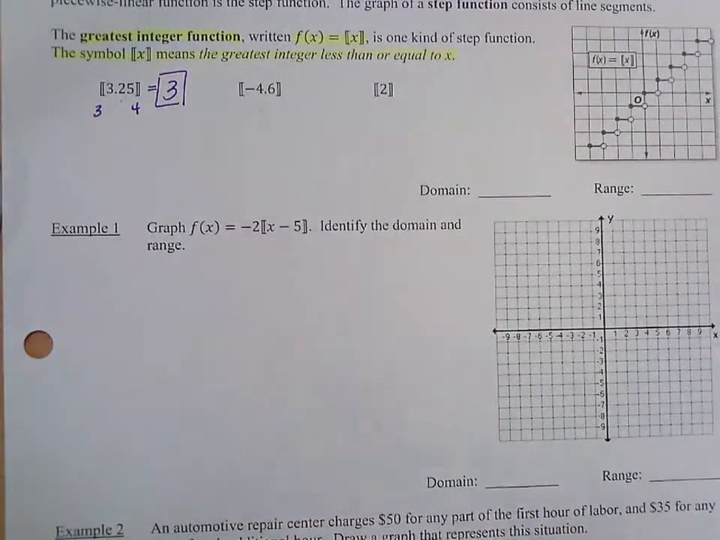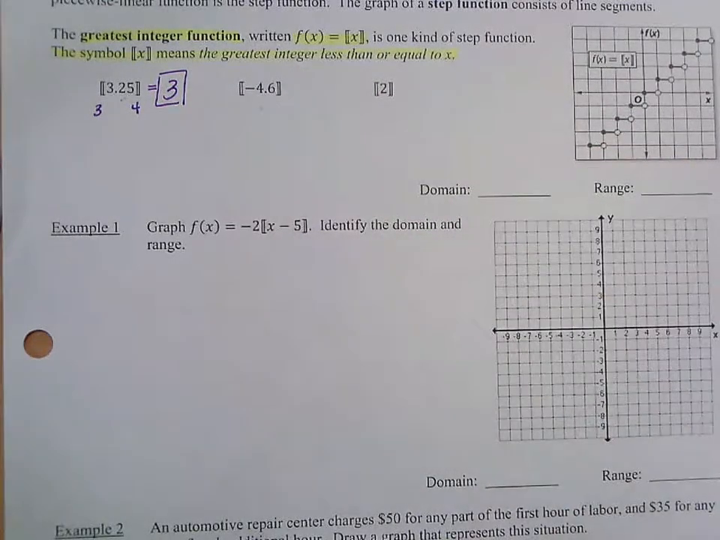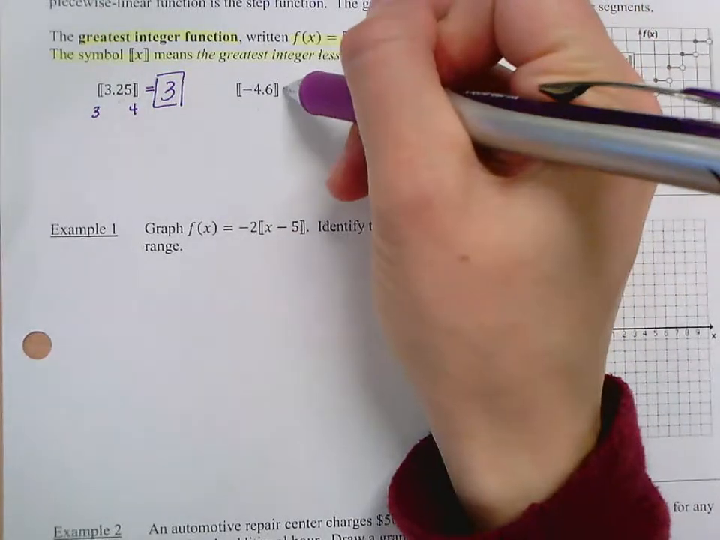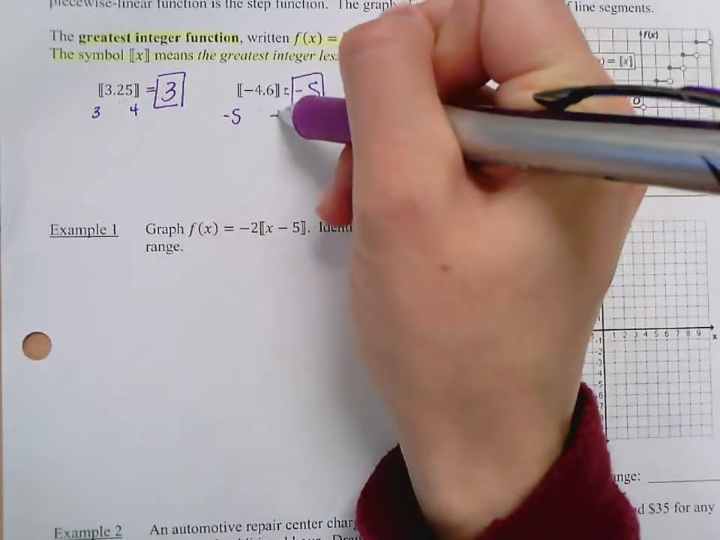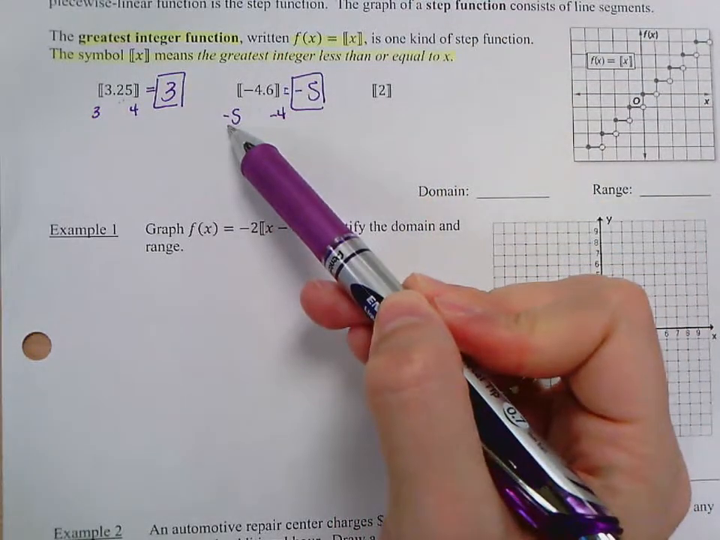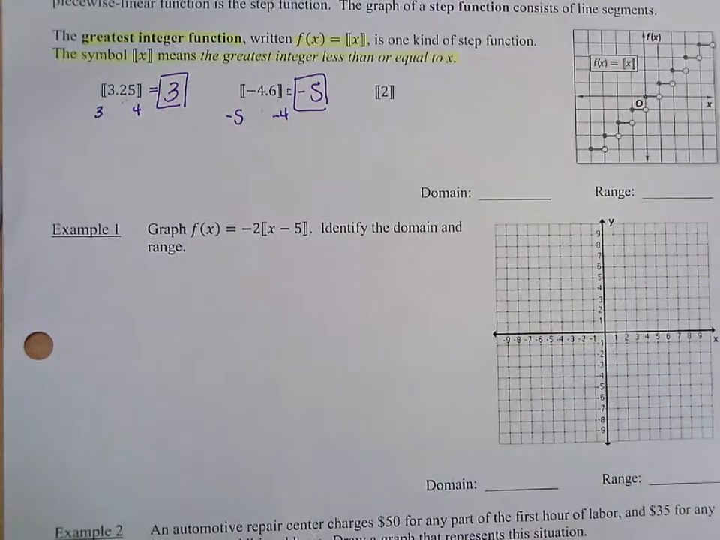So if I have negative 4.6, using that same logic, what would that be equal to? Or rather, what two integers is it in between? Negative 4 and negative 5. So what would this equal? Which one is smaller, negative 4 or negative 5? Negative 5 is smaller. On a number line, you'd have negative 5 and then negative 4, so you're always rounding down. Rounding down would round to the negative 5.